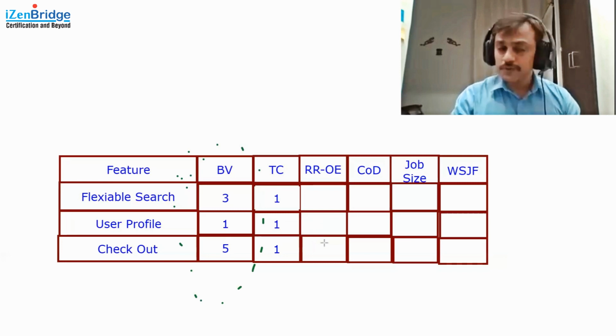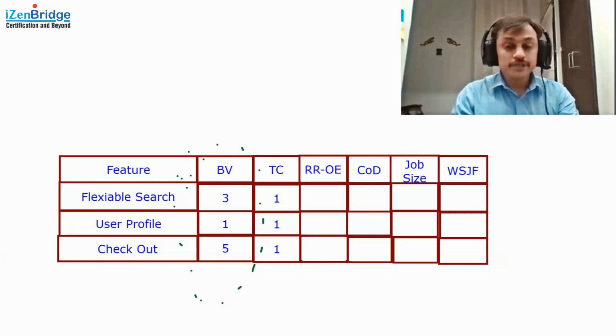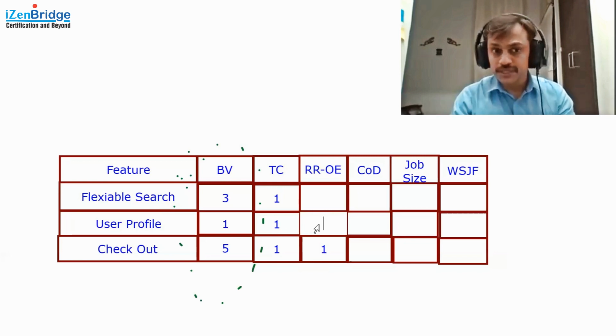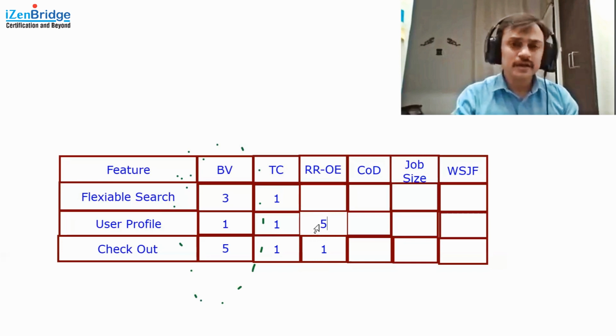Now, risk reduction and opportunity enablement: which one is least impacting you in risk? I would say that checkout, I don't see it helps us in mitigating any risk. But user profile helps us in enabling a lot of opportunities because I can start learning about the user in advance. So I say that, okay, this gives me a lot of opportunity enablement.